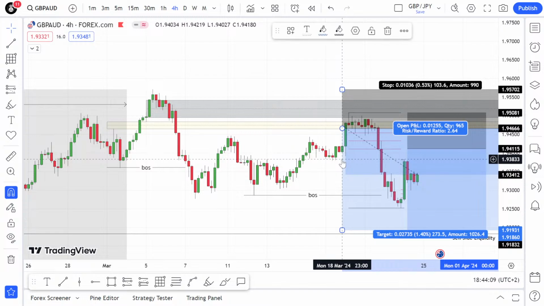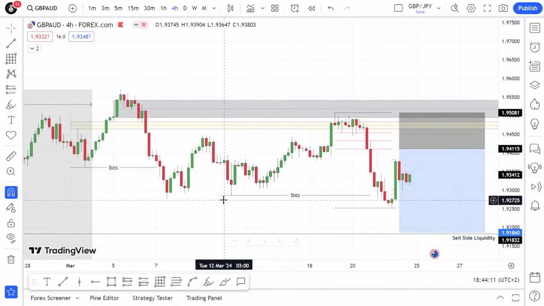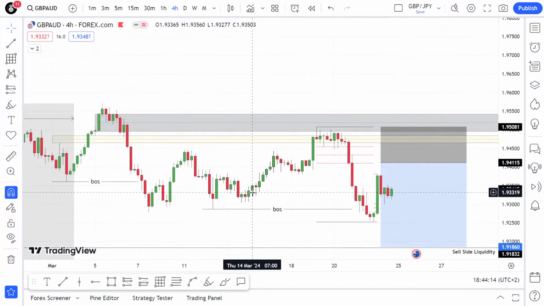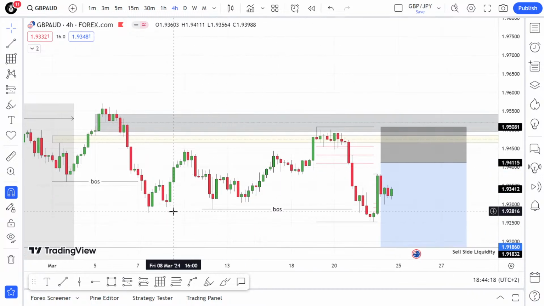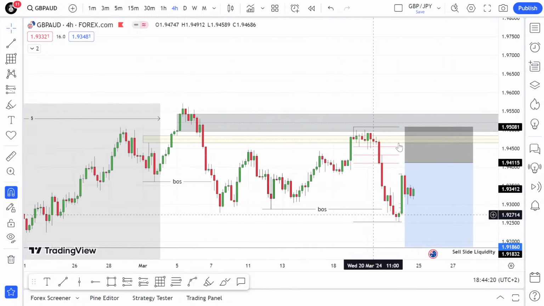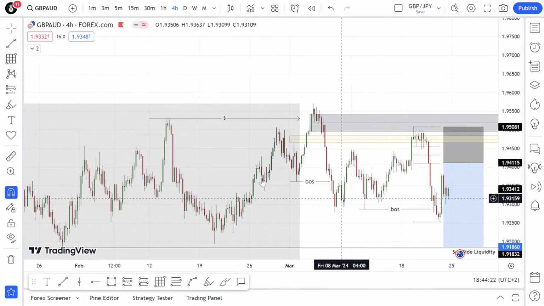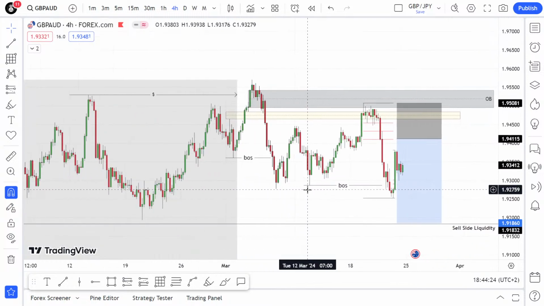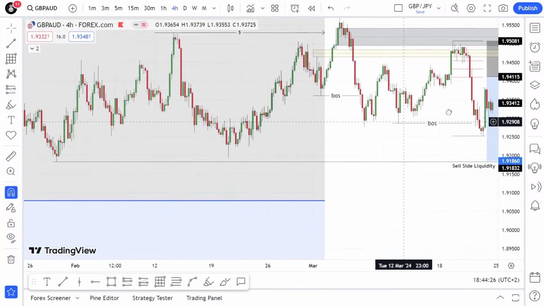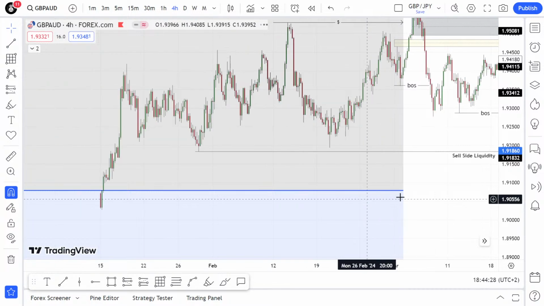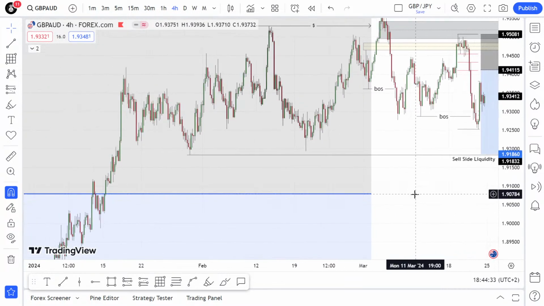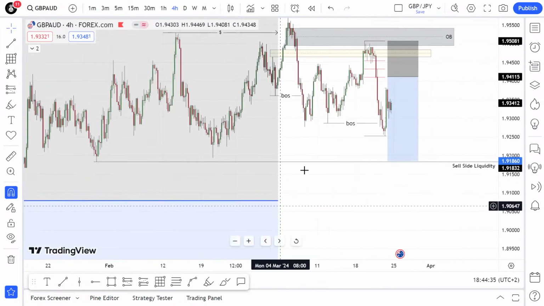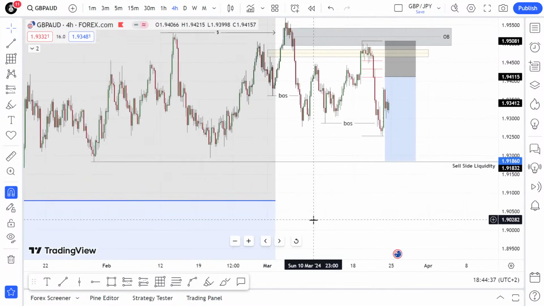Looking in that is a little bit cleaner, but in the 4-hour, looking at this, we break structure multiple times with these lows. Now the question is, is this just sweeping liquidity to go to the upside? I don't think so, because looking at the higher time frames, weekly and monthly, we have these relative equal lows here. Also, the price wants to balance to the equilibrium of this weekly dealing range.